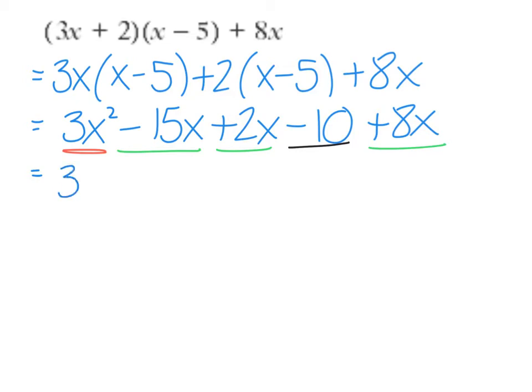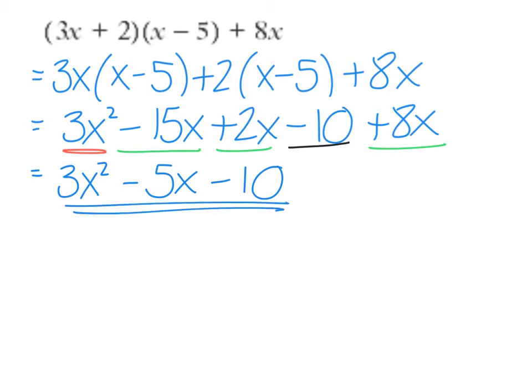So we'll put our 3x squared down first of all. We have negative 15x, add 2x first of all, which gives us negative 13x, and negative 13x add 8x is then negative 5x. Finally, we have the negative 10 on at the end. So we don't have any more like terms, which means it's fully simplified, and that's our final answer.